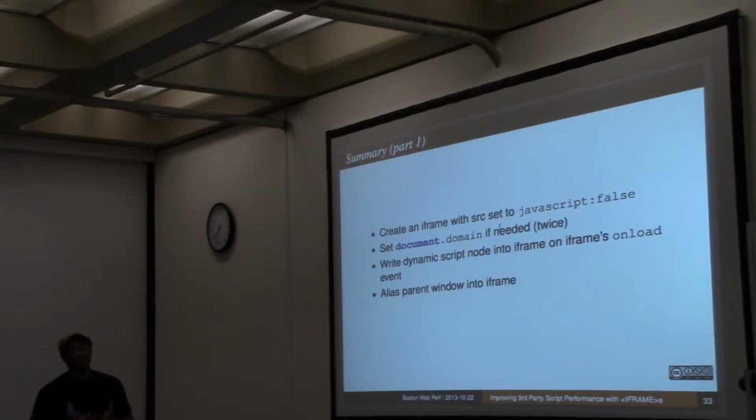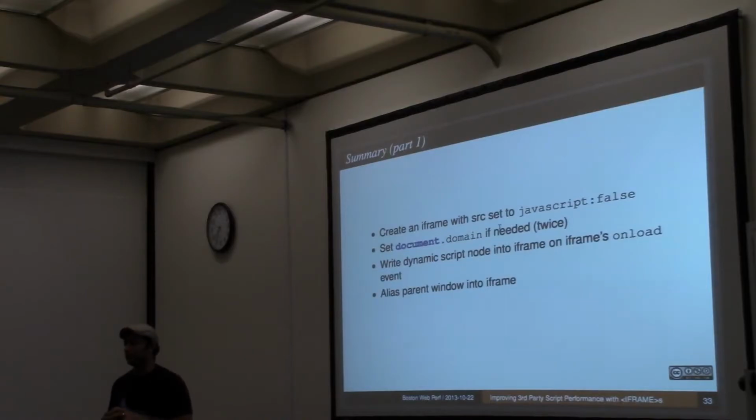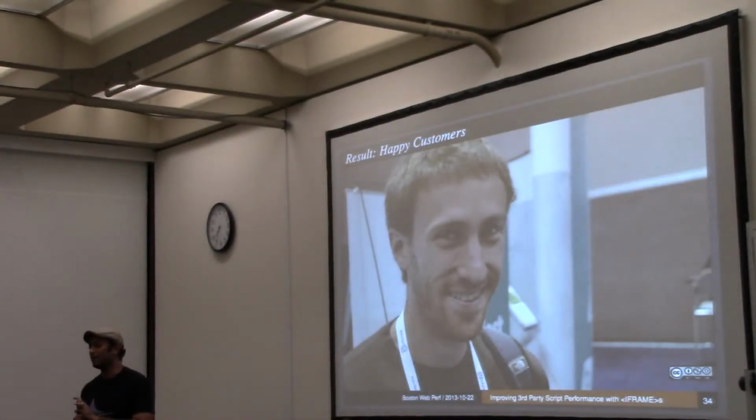Write a dynamic script node into the iframe's onload event and alias the parent window object into the iframe, so that now your script, which is loaded in an iframe, loads asynchronously, doesn't block onload, but still pretends like it's in the parent frame and can access all variables, and you can call all its methods. That's all.